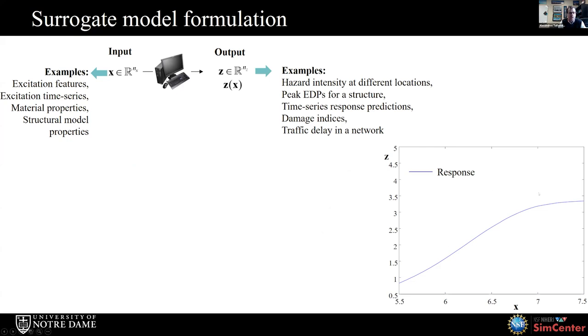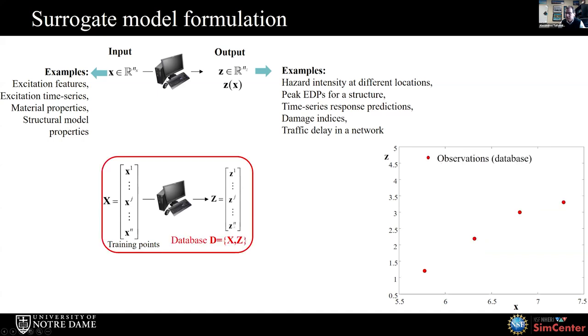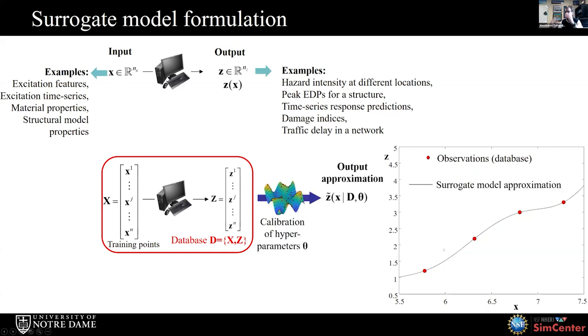So this is sort of the actual response that's going to come from this model. What we're going to do is select a number of training points. We're going to evaluate the simulator for each of them. These, in reality, are my observations: the input of the training points, and the response at the training points. And then I'm going to calibrate my surrogate model. I'm going to select these hyperparameters. I'm going to get those predictions.